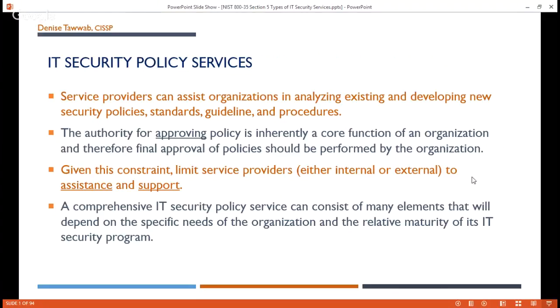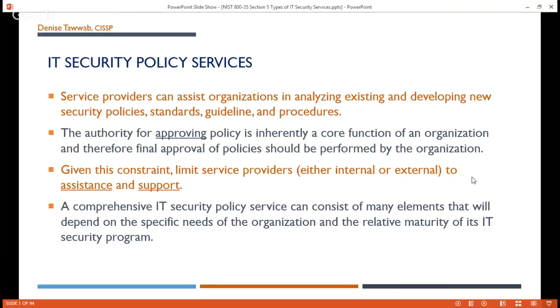So don't just give it to somebody and forget it. The authority for approving policy is inherently a core function of an organization, and therefore final approval of policies should be performed by the organization. That's what I just said.